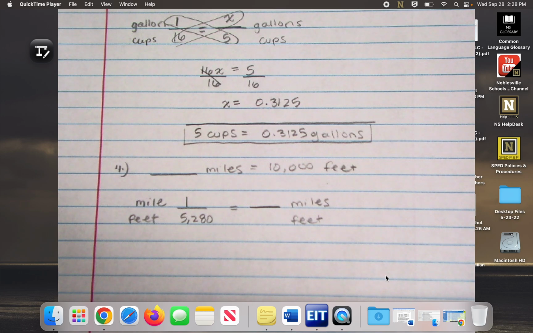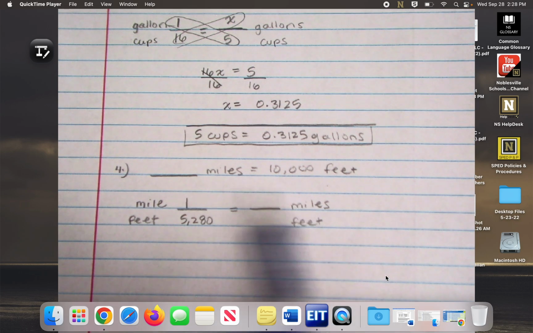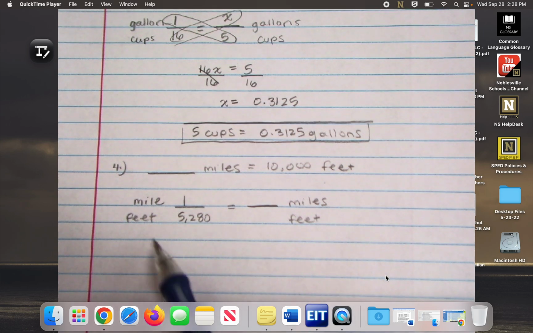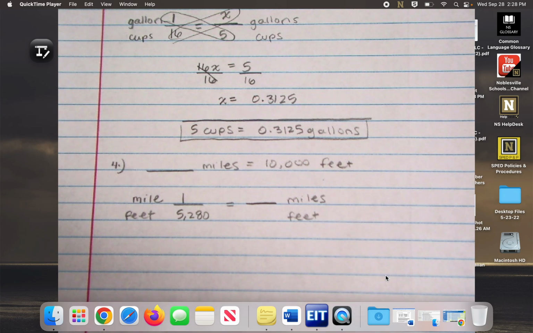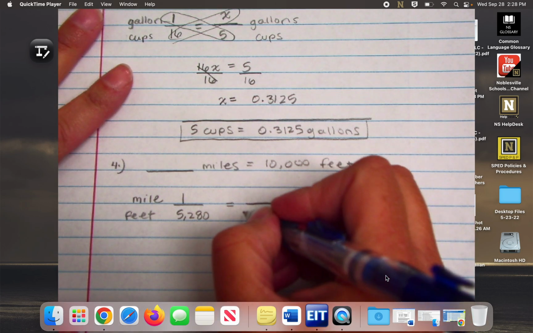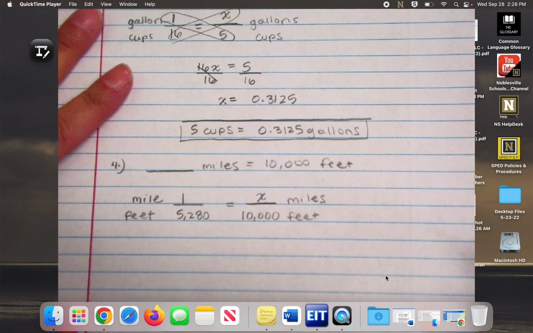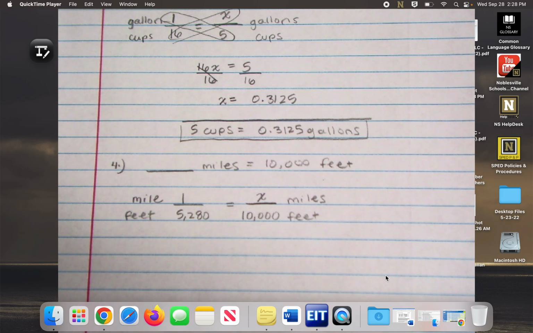All right, so we have miles and feet again. Remember, we are lining up the numerator with the same, denominator with the same. Can't flip-flop those, you'll get the wrong answer. So I'm trying to find how many miles are in 10,000 feet. Can we take a quick little guess? How many miles is 10,000 feet?